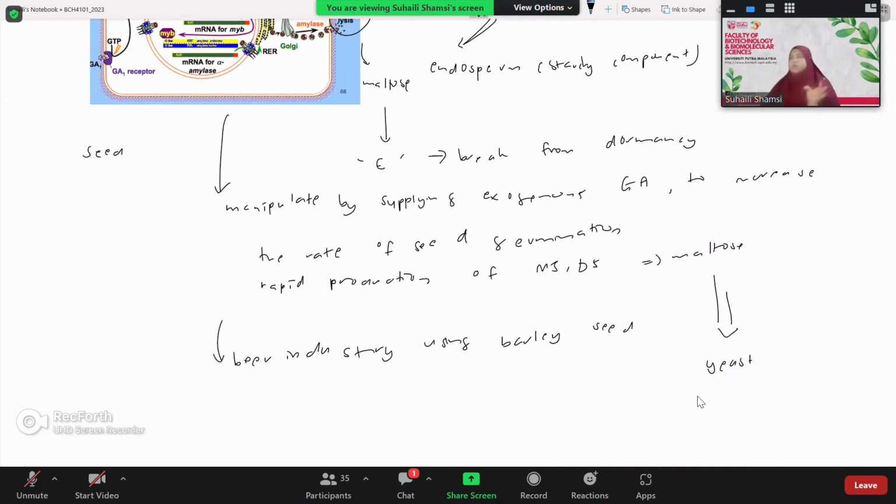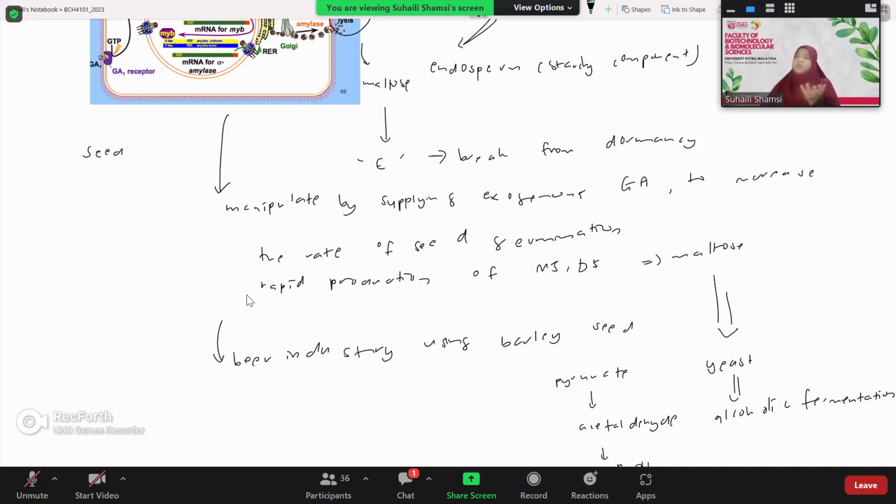It can either be in a bioreactor or just in a normal bucket of yeast, and then the yeast would undergo alcoholic fermentation to produce ethanol, right? So you have to remember what alcoholic fermentation is, what the enzyme involved is, and what actually happens. It's basically pyruvate being converted into acetaldehyde and then being converted into ethanol. And this is what they manipulate in the beer industry.